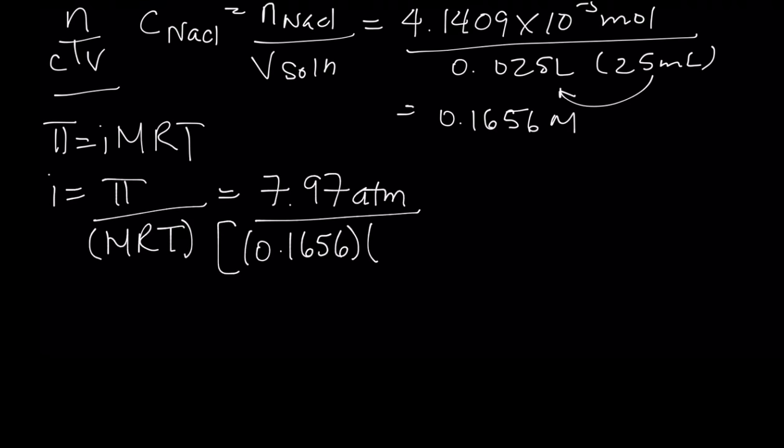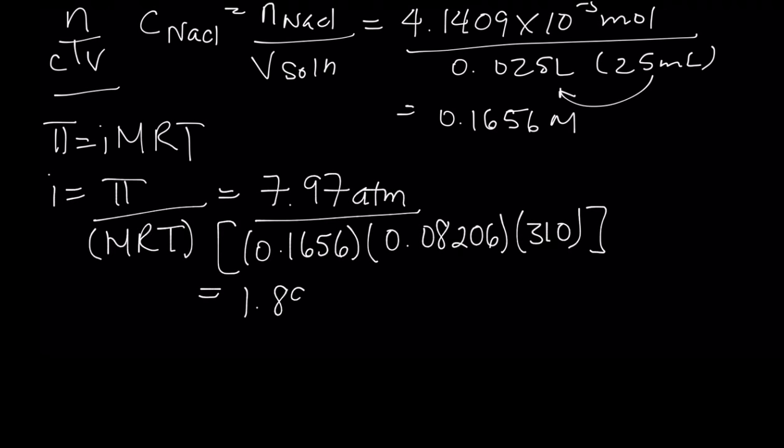That'll be times by the gas constant, which is a value that can be found in any textbook, 0.08206, times the temperature in Kelvin, which is 310. And this should give you a value of 1.89. And that's the final answer.